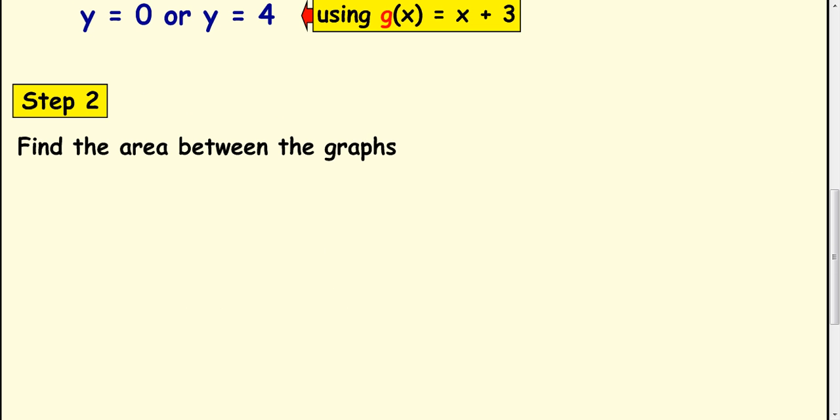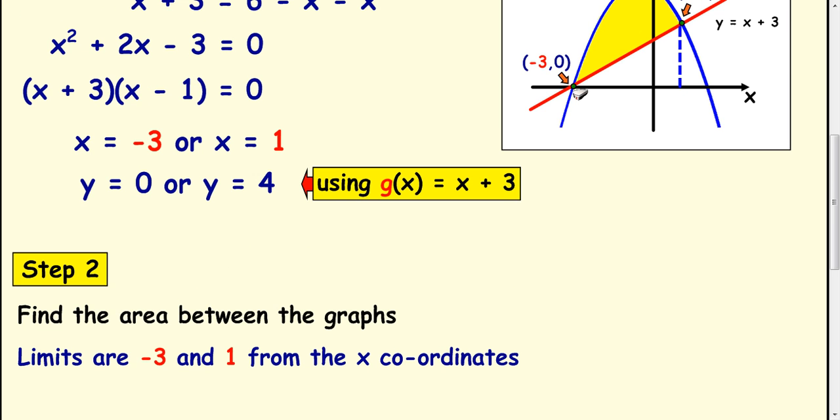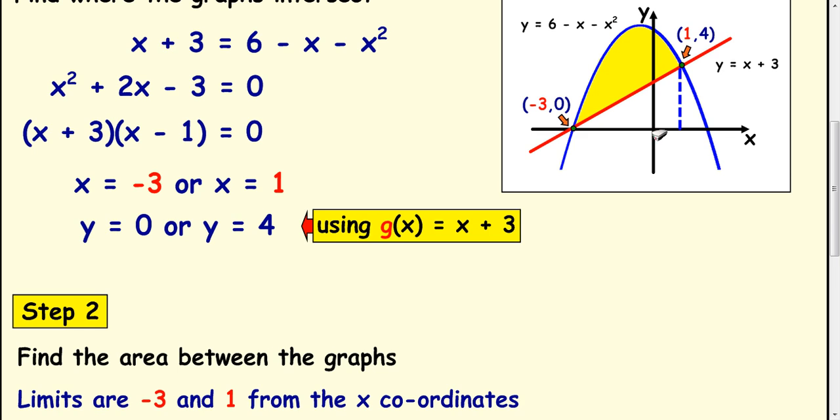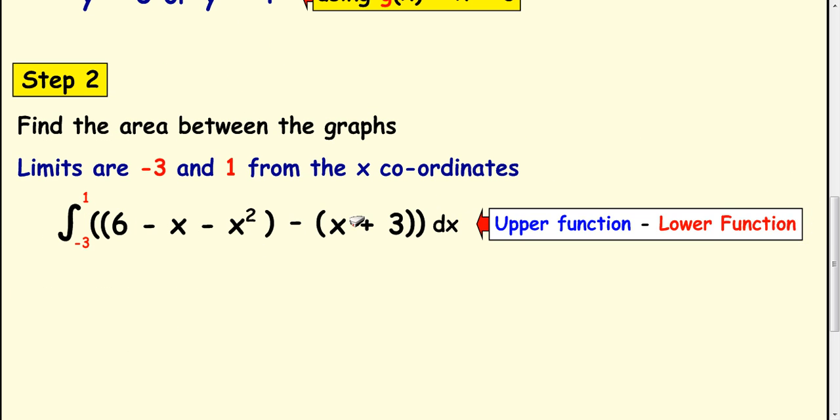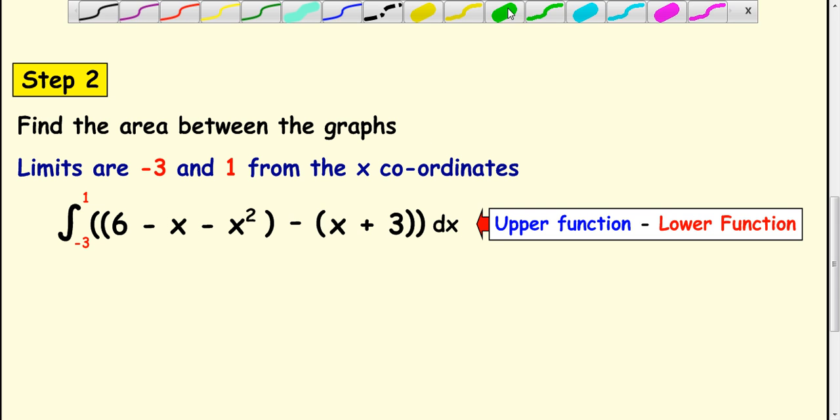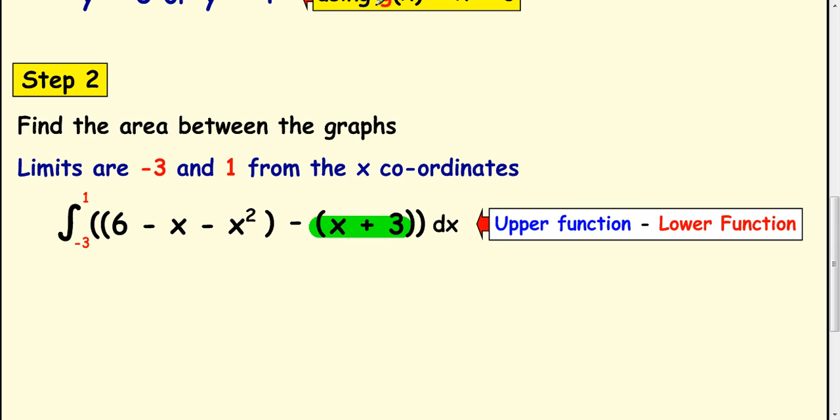So find the area between the graphs. Well, limits are negative 3 and 1 from the coordinates, negative 3 here and 1 there. And do your upper function minus your lower function. So that's this quadratic, subtract the straight line. Remember to put the straight line in brackets. It's really important that you do this bit in brackets, because with the negative multiplier that will go to negative x and that will go to negative 3. It's a common mistake that people make. When you're subtracting more than one term at once from something else, you need to put it in brackets.